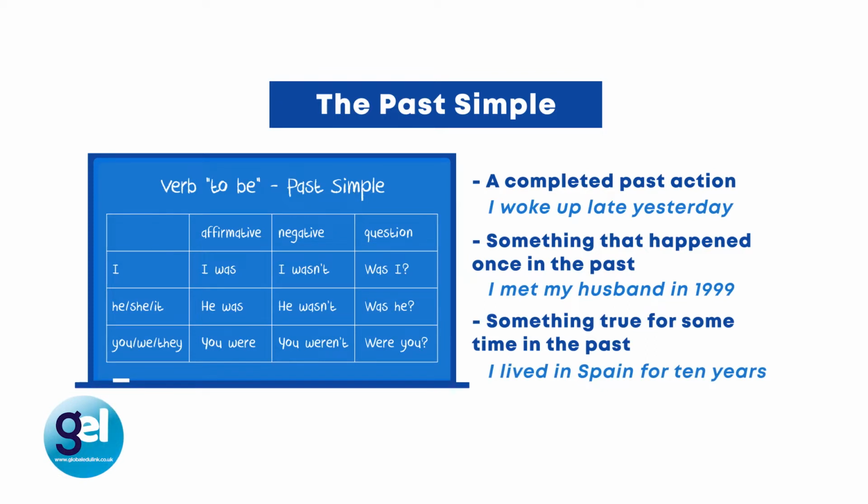So with regular verbs, it's quite simple. We have the verb and we add ed according to the spelling. So let's have a look. Positive sentence, she tried hard. Negative sentence, she didn't try hard. And question, did she try hard?